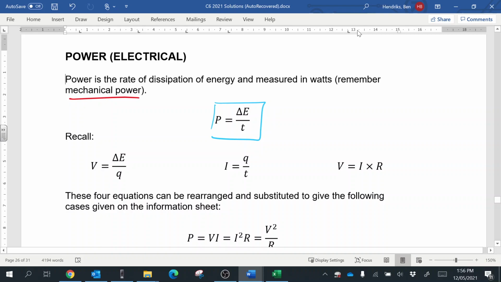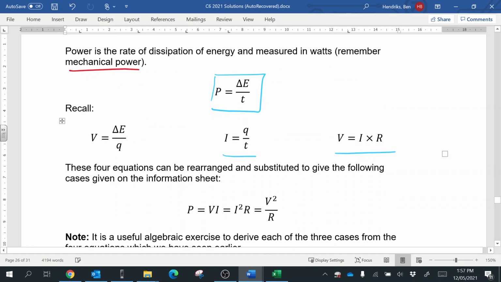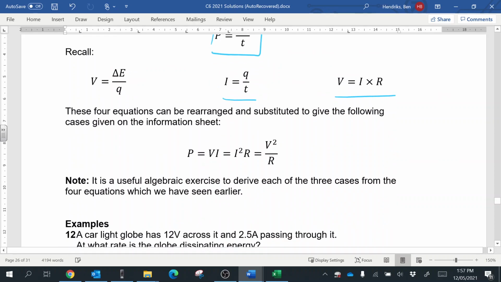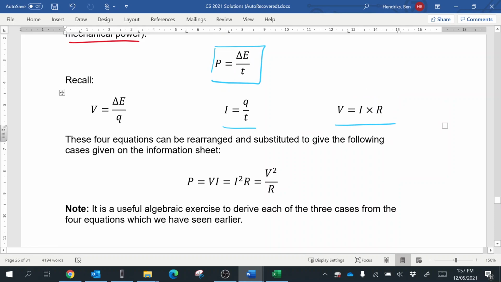Then we have these other four equations which relate a few of our quantities. Voltage is equal to change in energy over charge. The current is equal to the charge over time. And V is equal to I times R. They are all equations that we've seen recently. If you substitute these four equations into each other and rearrange them, you can get three different cases: P equals VI, P equals I squared times R, and P is equal to V squared over R. So that's voltage, current, and resistance.